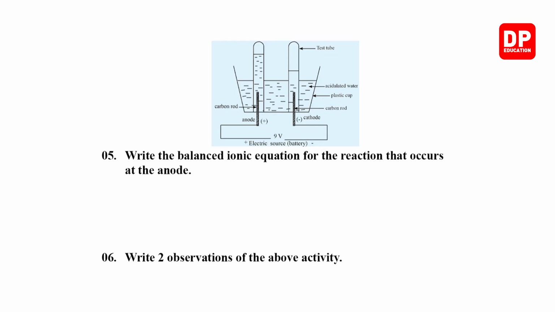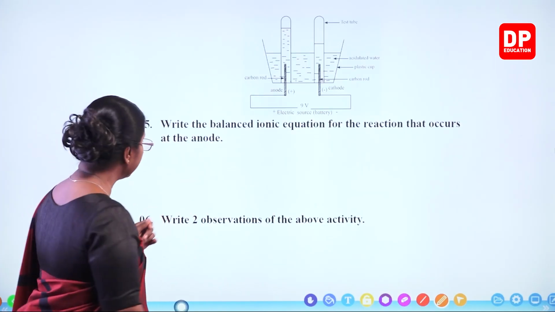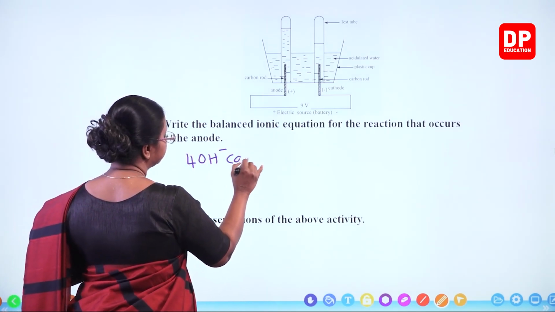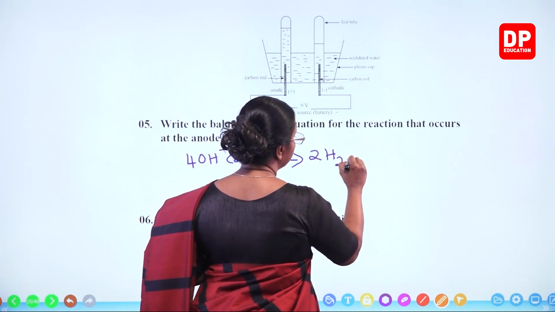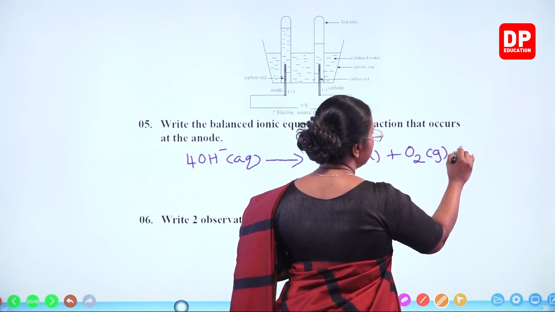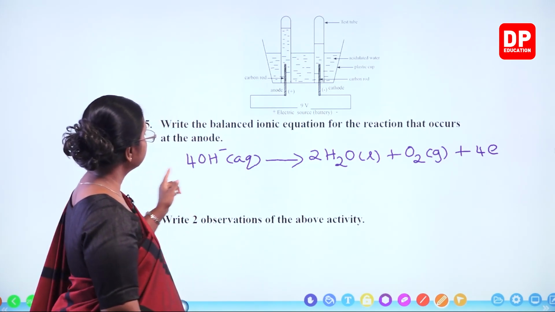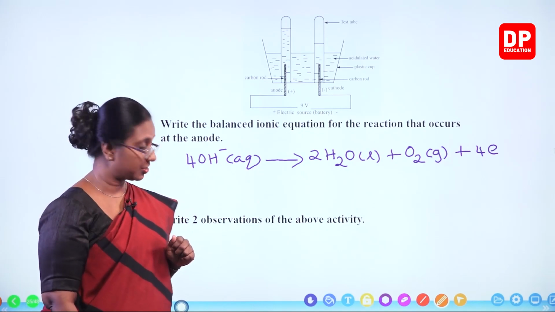So part 5, write the balanced ionic equation for the reaction that occurs at the anode. At the anode, it is OH minus ions that get oxidized. So 4 OH minus ions become 2 H2O liquid plus O2 gas, losing 4 electrons. So that is the reaction occurring at the anode, oxidation reaction.